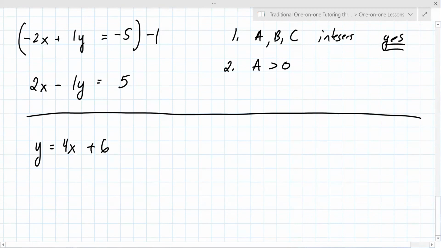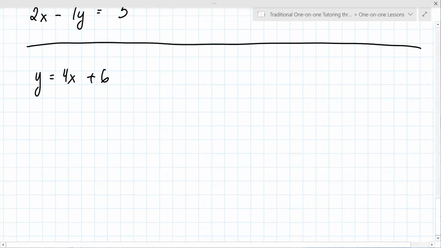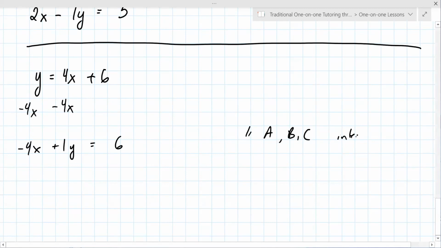So again, standard form, you want to move x and y to one side. So you're going to subtract 4x from both sides. Minus 4x plus 1y equals 6. And again, there's two criteria. There's A, B, and C. They ought to be integers.